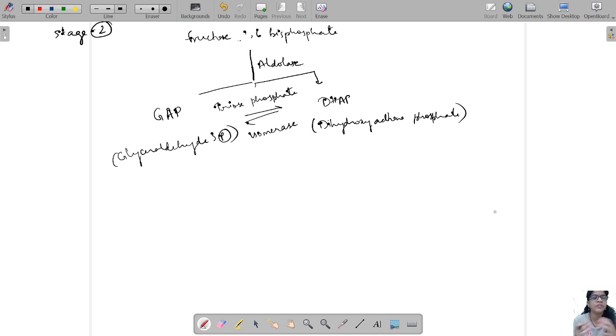I told you these are isomerases. They are isomers, right? Depending upon the availability and necessity, this DHAP would keep being converted into glyceraldehyde 3-phosphate, and this glyceraldehyde 3-phosphate would further go for the stage 3 process for the conversion into pyruvate. And I want to tell you one thing.